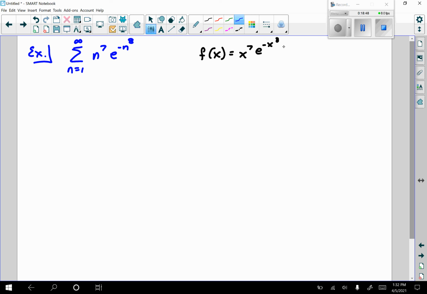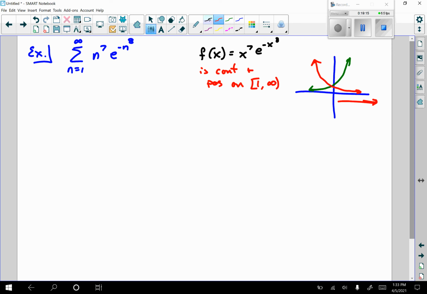So again, if you think of the graph of e to the x, that starts to look like this. E to the negative x is just a reflection, but everything's positive here. And if we're just multiplying it by a power of x, especially from 1 to infinity, we're looking over here, it's all going to be positive. So this is continuous and positive on the interval from 1 to infinity.